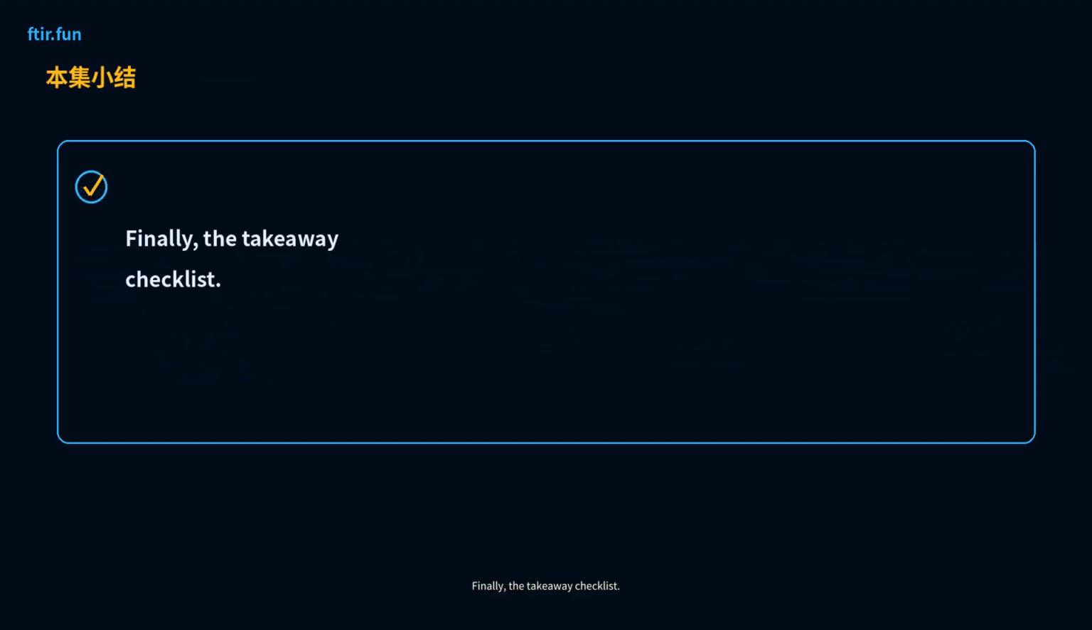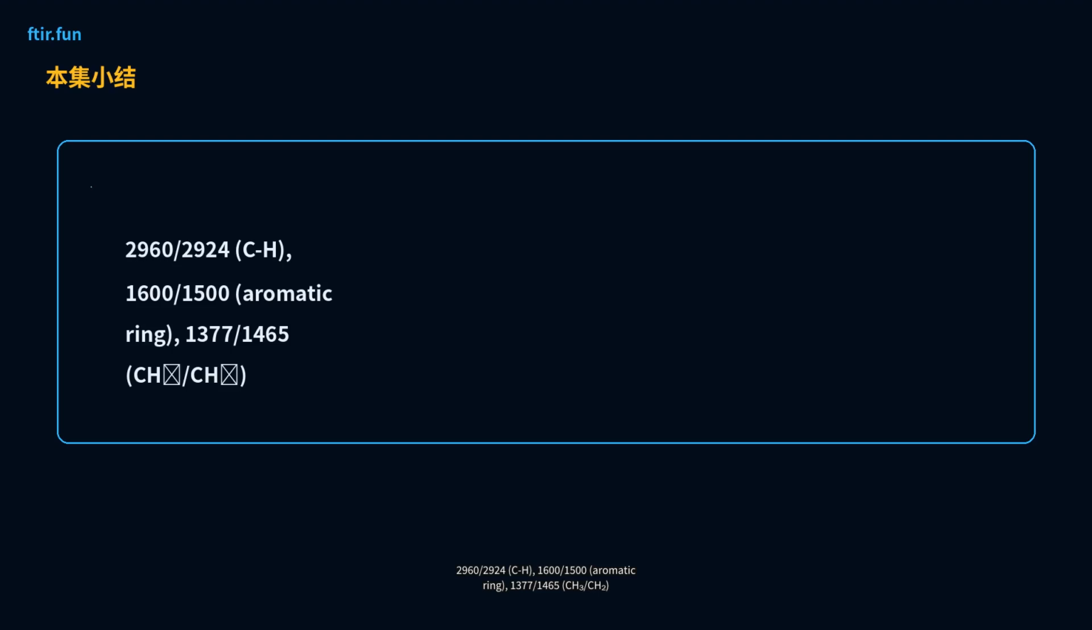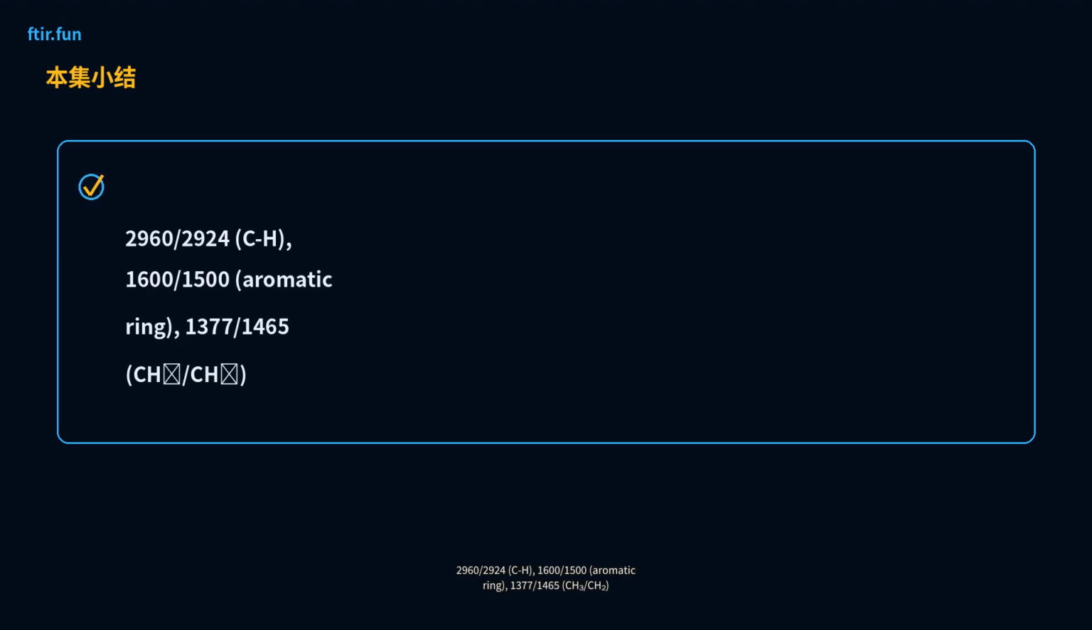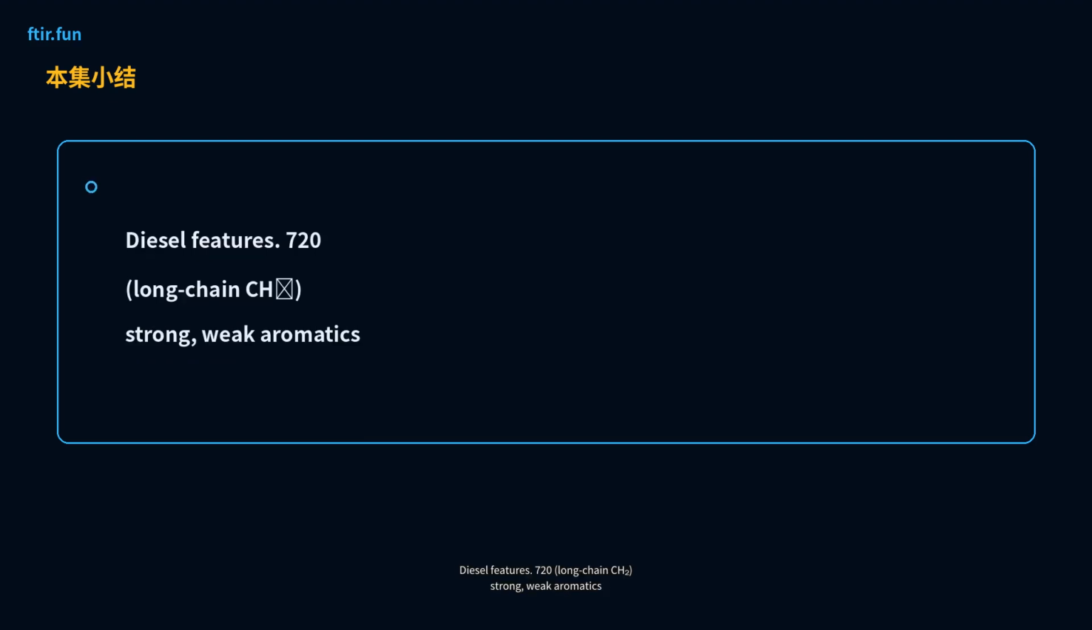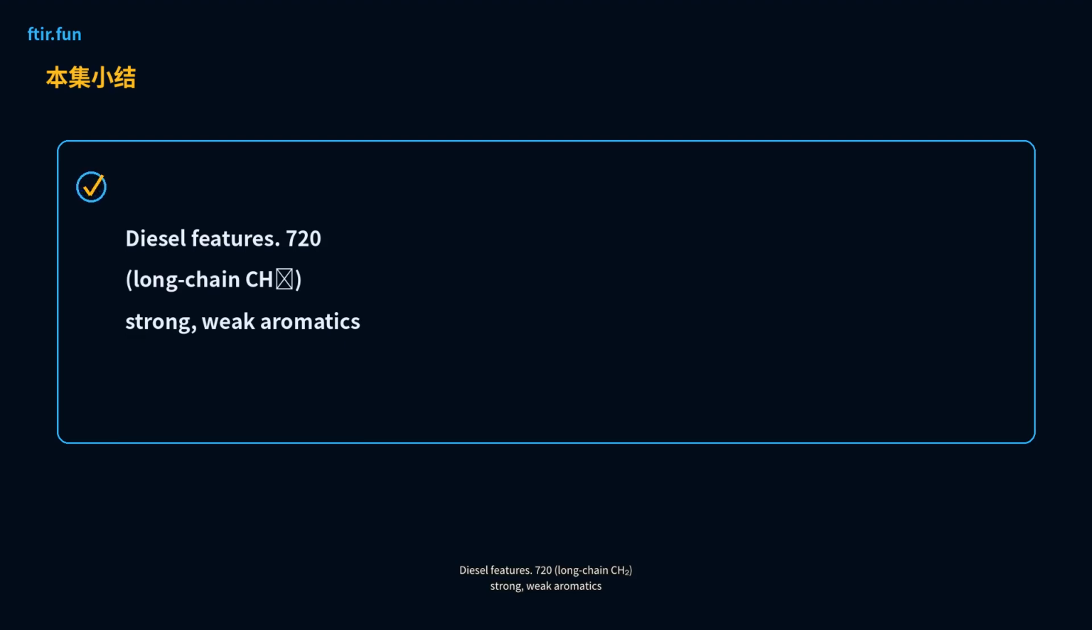Finally, the checklist. Make sure you can recall each item. Core knowledge points. Gasoline features: 2,960, 2,924, 1,600, 1,500, aromatic ring, 1,377, 1,465, CH. Diesel features: 720, long chain CH.